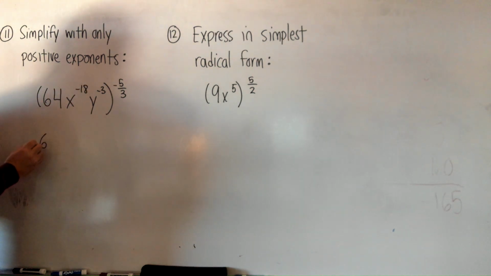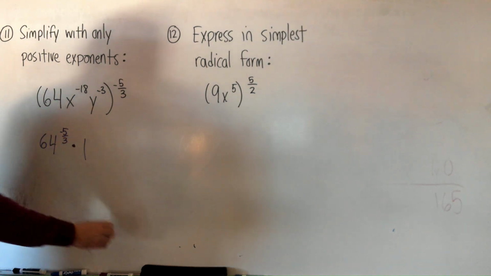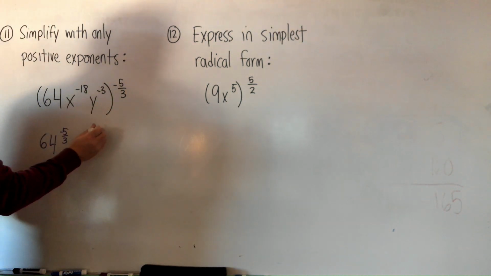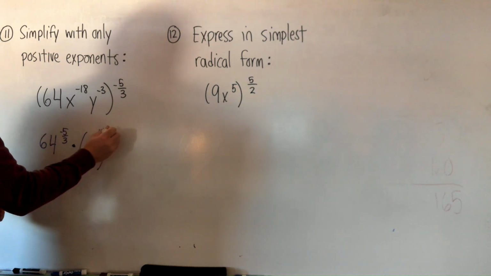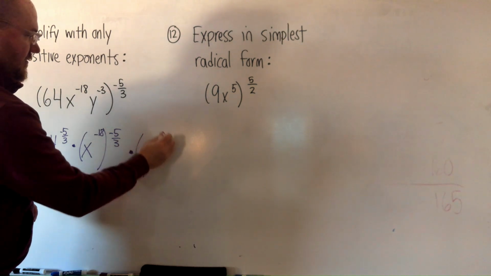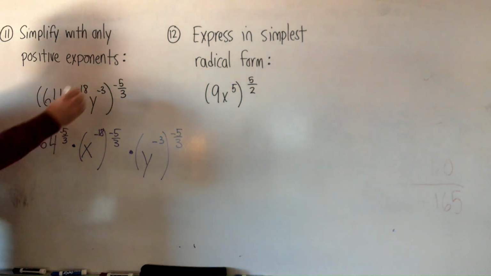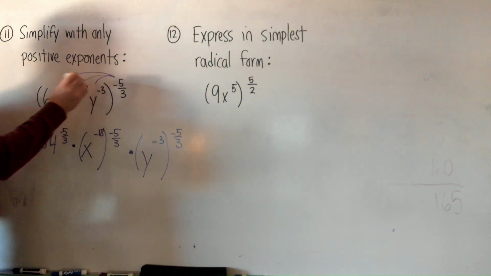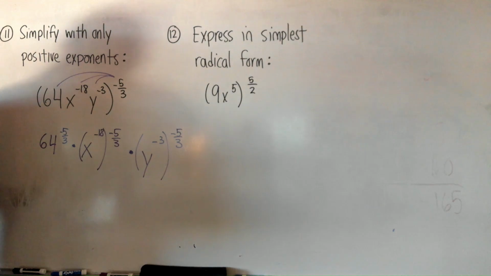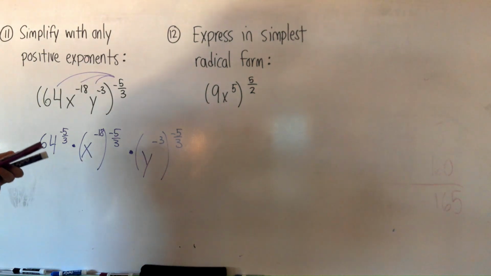So we need to do 64 to the negative 5/3. We need to do x to the negative 18th to the negative 5/3. And we need to do y to the negative 3rd to the negative 5/3. So you can see what I pretty much did is I took this, I don't want to call it distributing, but I made sure that everything inside the parenthesis got that negative 5/3. So this one, I could just do it on my calculator and hopefully get something that is a whole number.